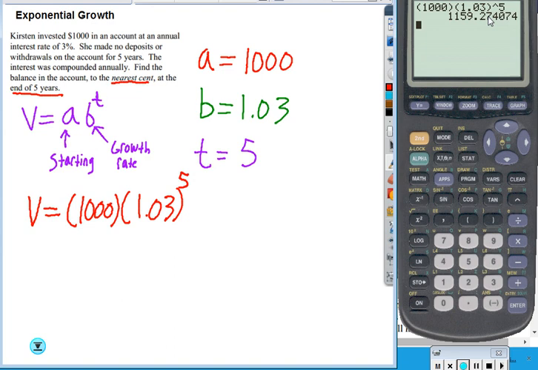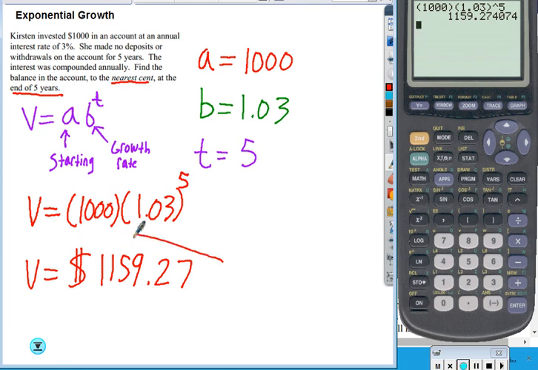So our final answer is, she now has $1,159.27 in her bank account.